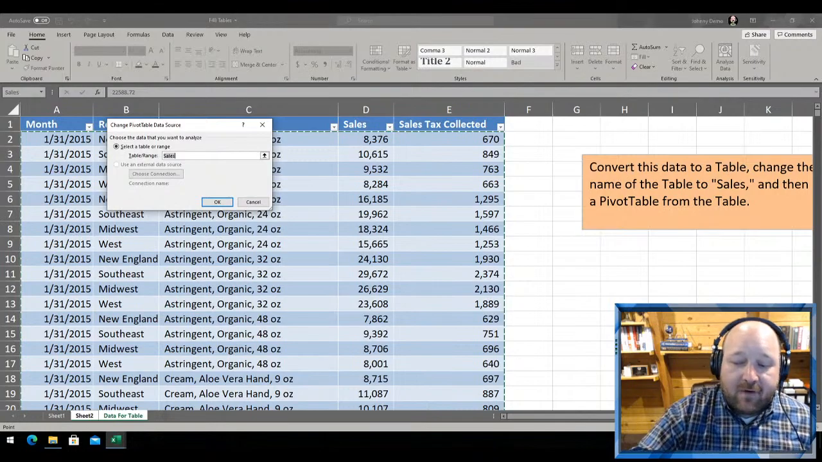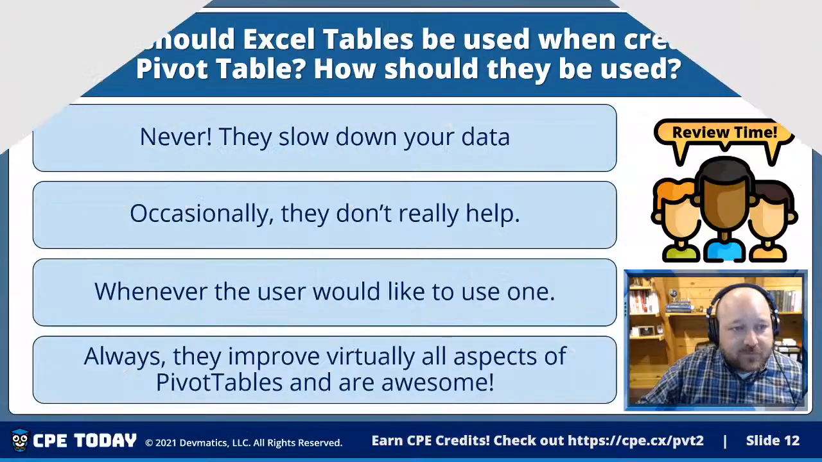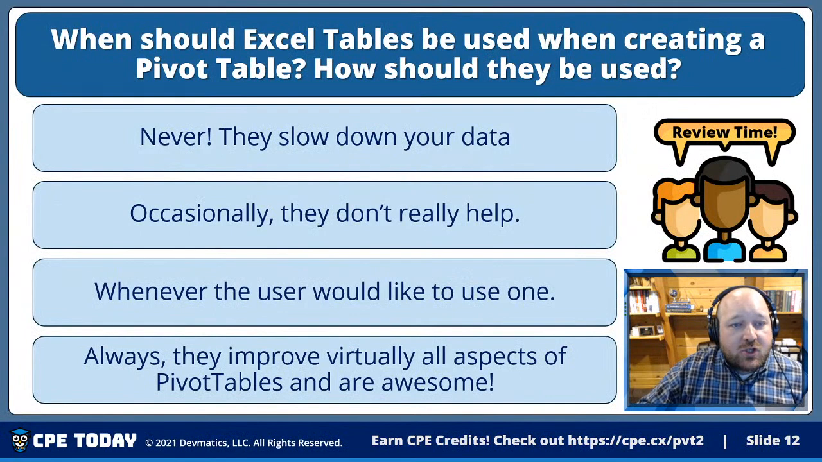Let's go ahead and have our final review question for the day. When should Excel tables be used for creating pivot tables? When creating a pivot table, how should they be used? Should tables never be used? They slow down your data?